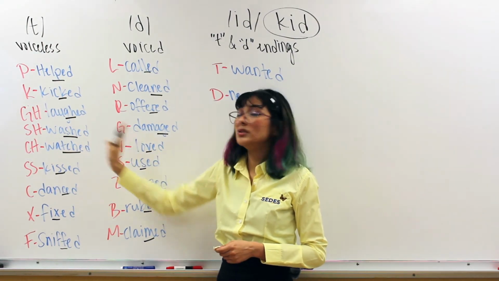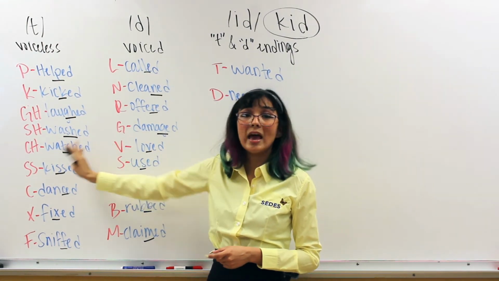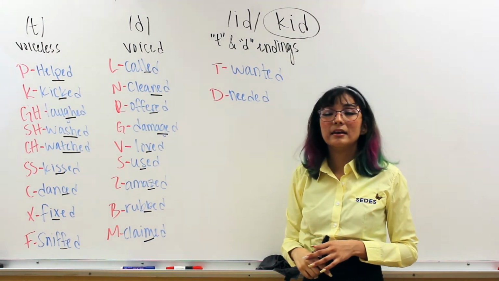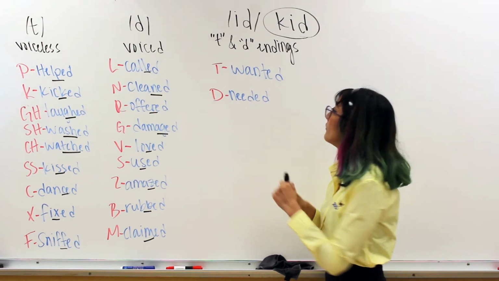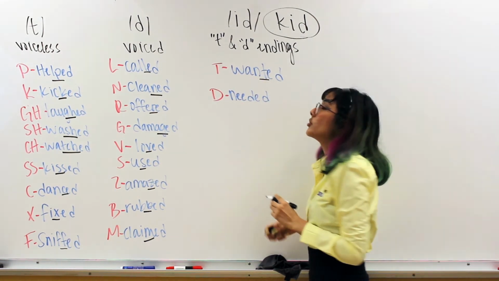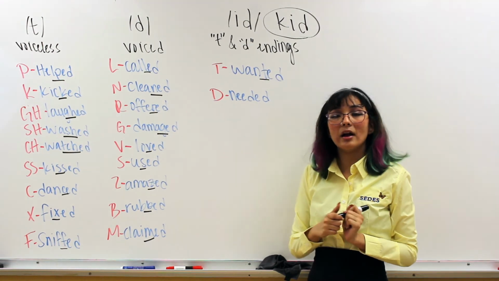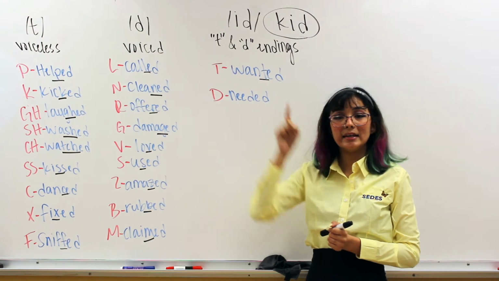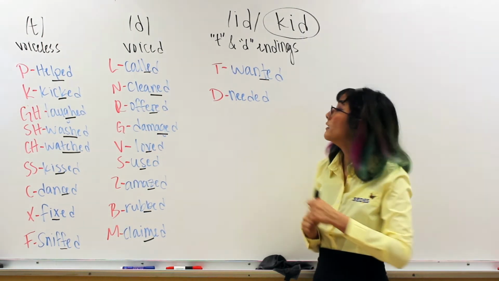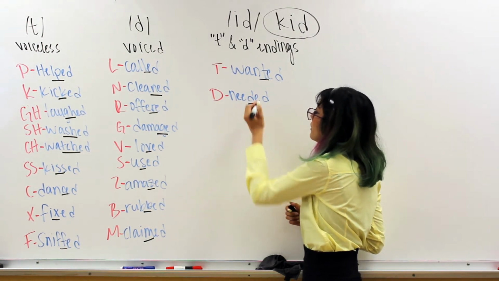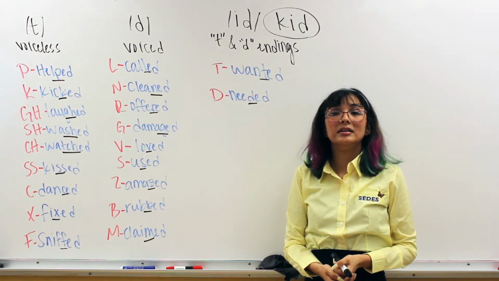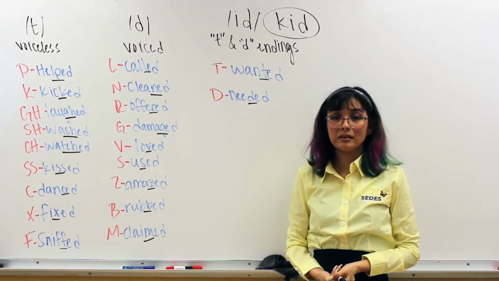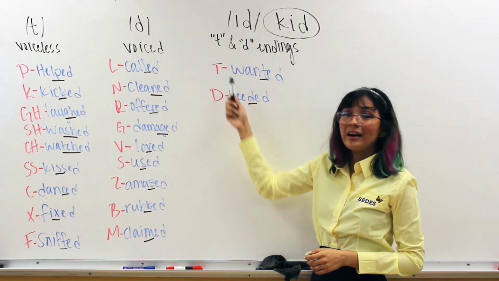But you can use these two together. You cannot use any of these for the ones that end in id. Here, we have the letter T, right? So it's going to be wanted, not want or wanted. It's wanted, it like kid, wanted. And here, we end with the letter D. It's not needed, it's needed. It like kid, needed. Again, these only have two letters.